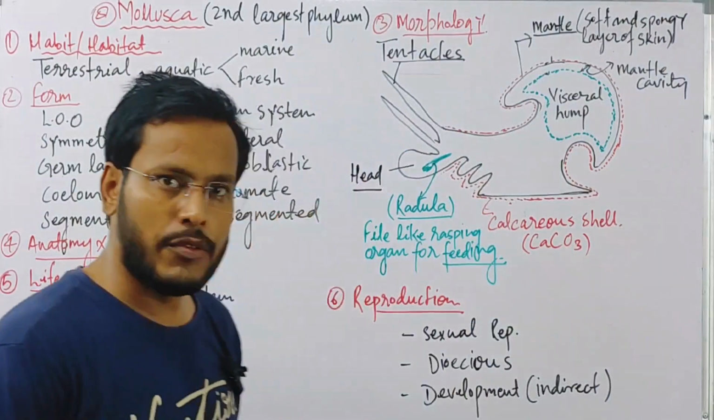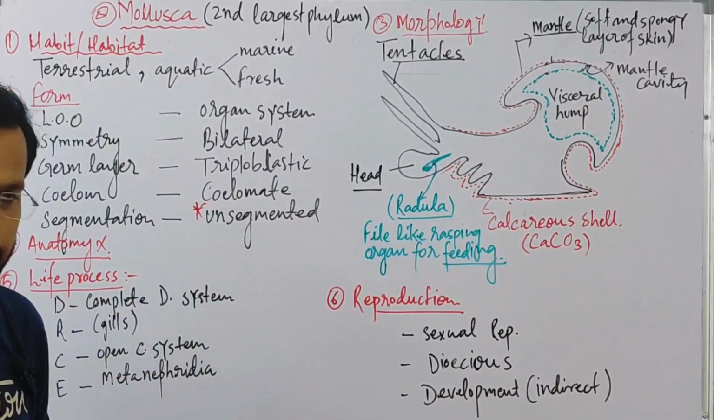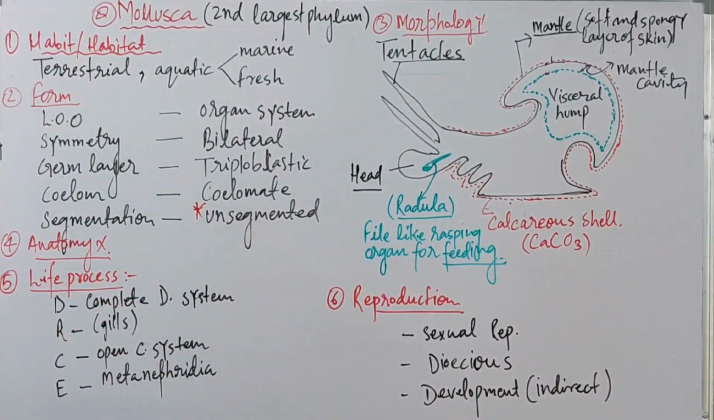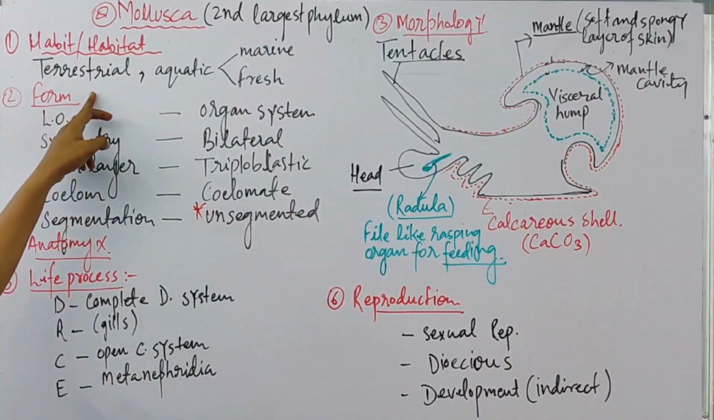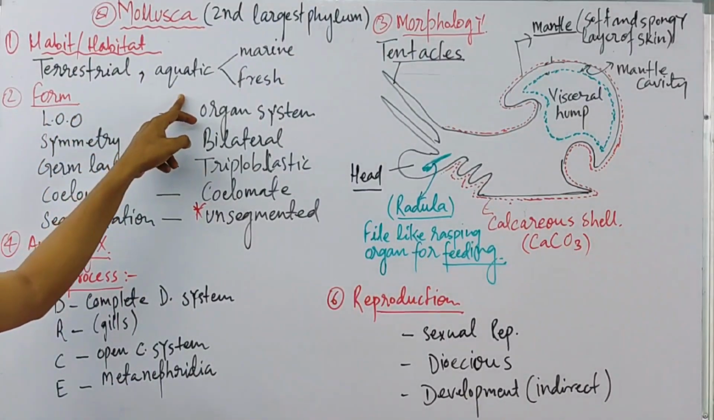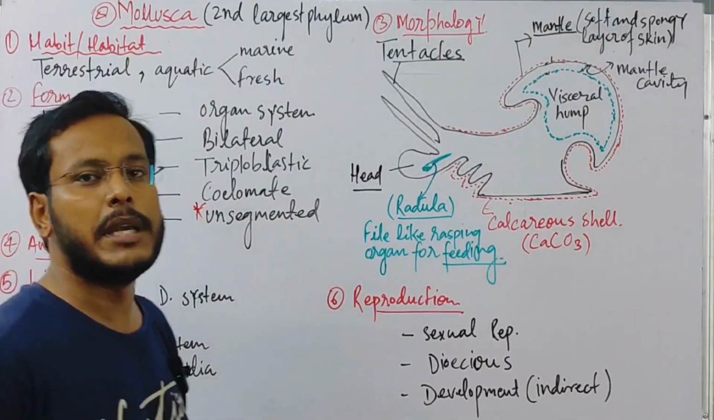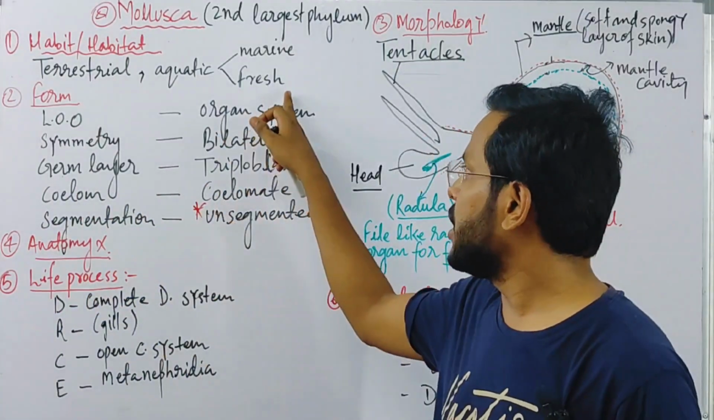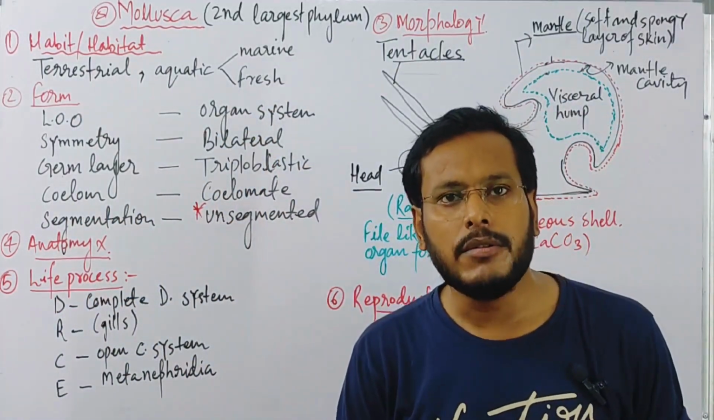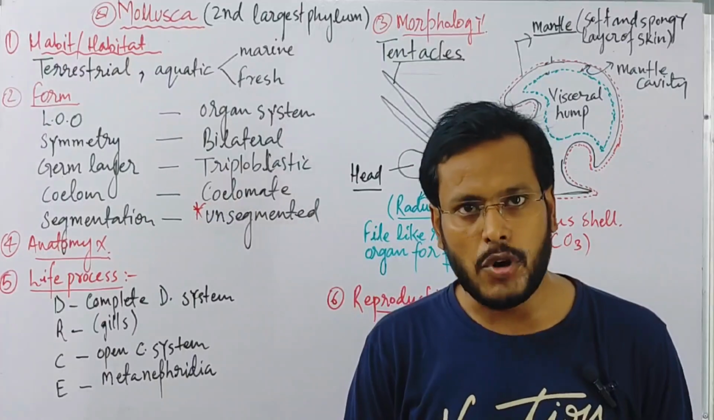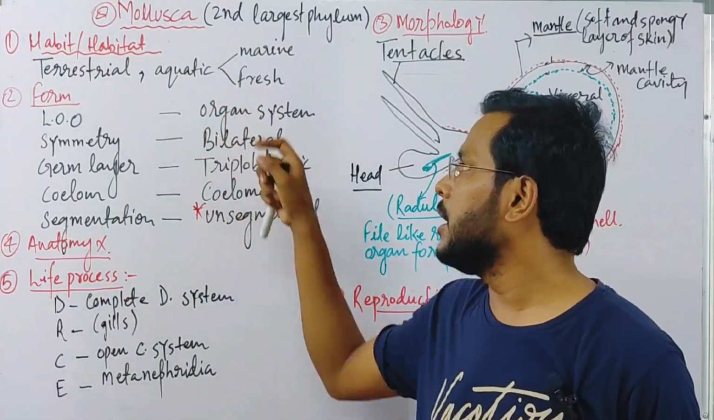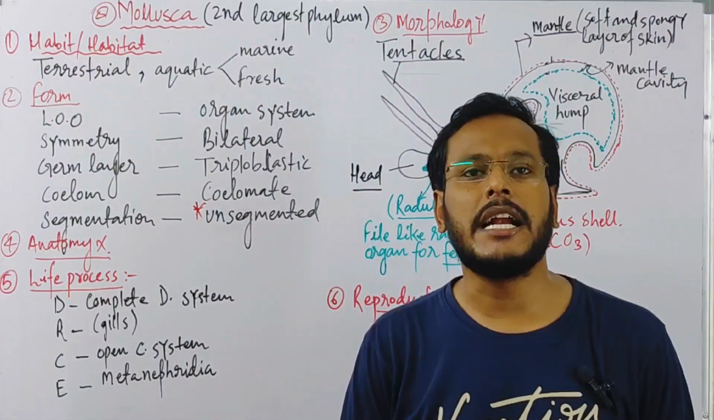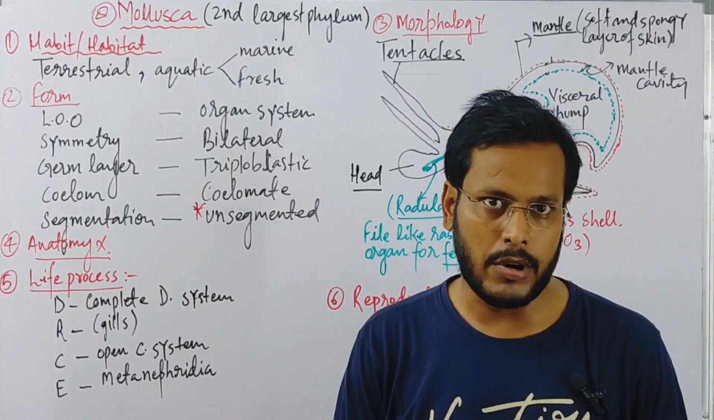In Mollusca, first of all we have to look at the habitat. What is the habitat of the Mollusca? It is terrestrial, aquatic, as well as amphibious. It can be marine as well as freshwater. What is meant by marine? Marine means sea water, and freshwater means it may be river water.